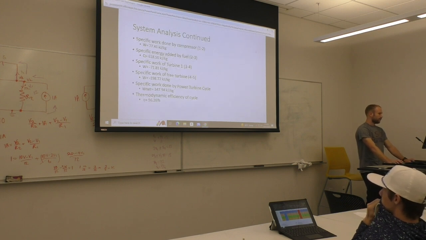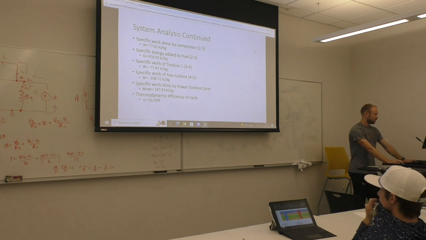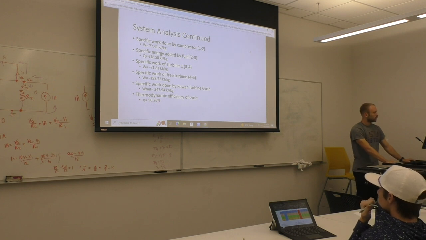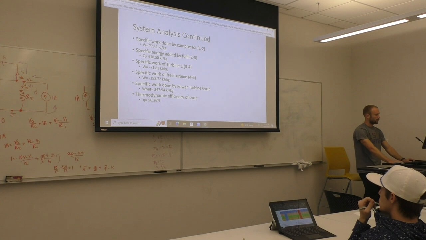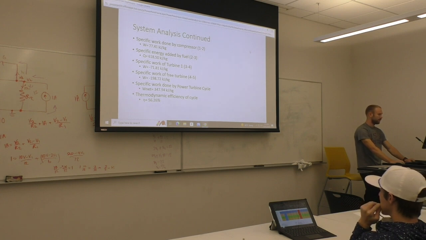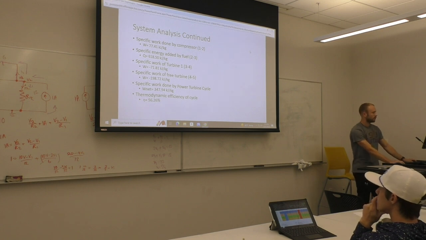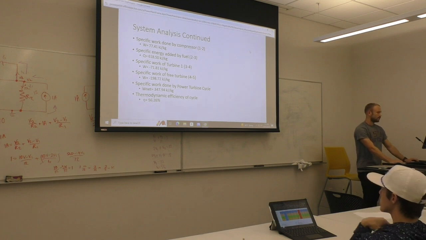textbook. For the process done throughout the compressor, the specific work was calculated to be 77.4 kilojoules per kilogram. The energy added from states 2 to 3 was 618.5 kilojoules per kilogram. The specific work done by the first turbine was minus 71.81 kilojoules per kilogram. The specific work done by the free turbine was minus 198.7 kilojoules per kilogram. The specific work done by the entire cycle was 347.9 kilojoules per kilogram, and the thermodynamic efficiency of the cycle was calculated to be 56%.